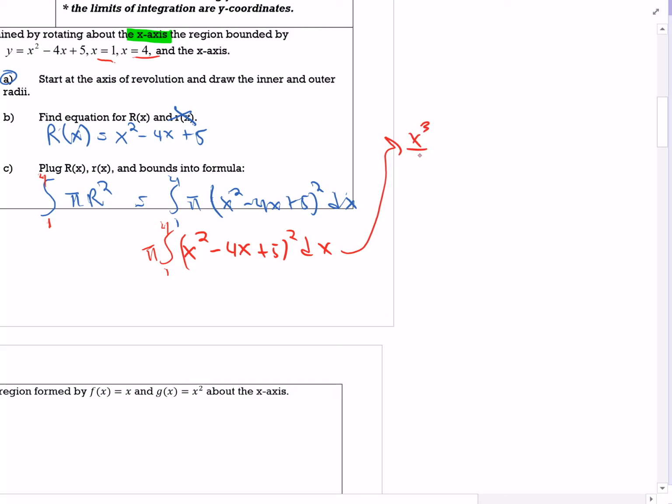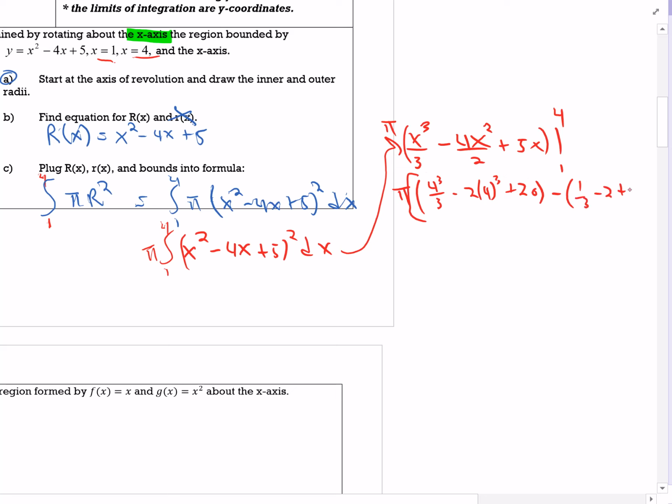So the integral of x squared is x to the third over 3, minus 4x squared over 2, plus 5x. Don't forget this whole thing is multiplied by pi, and we have to evaluate from 1 to 4. So it's going to be pi times 4 to the third over 3, minus, this is actually 2 times 4 to the third, plus that's 20, minus, plug in 1. Let's make this pi multiply by everything. It's going to be 1/3 minus 2 plus 5. So it's going to be pi.